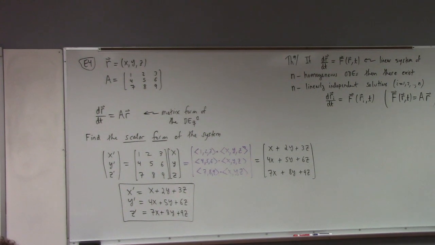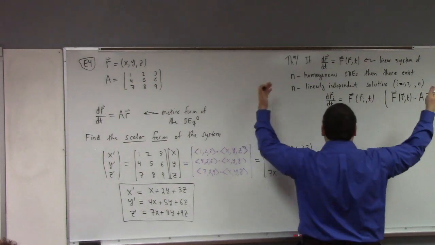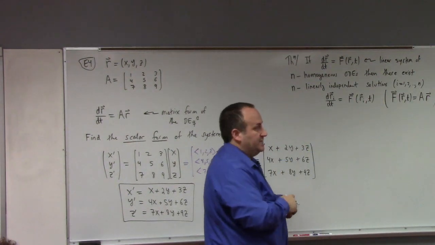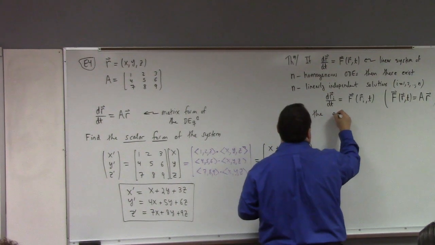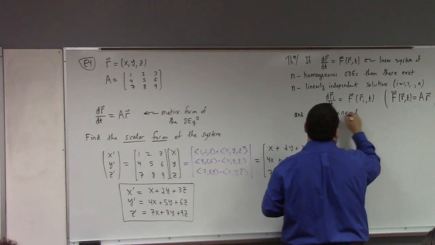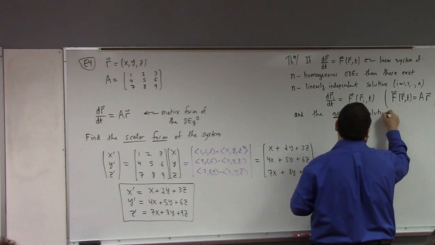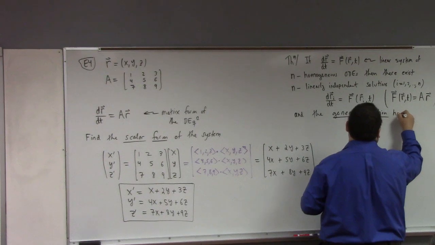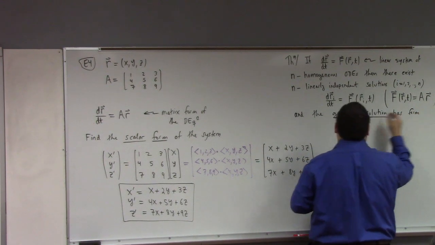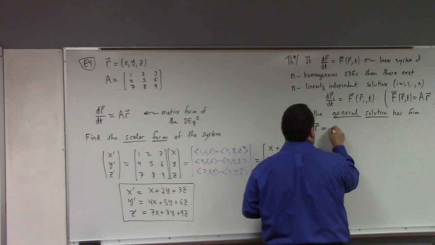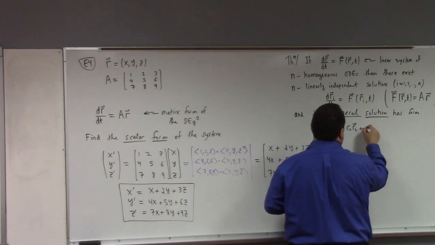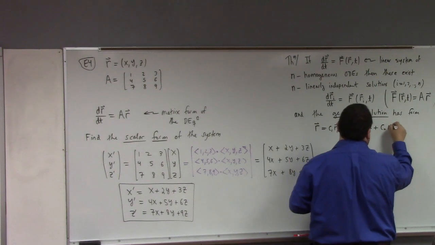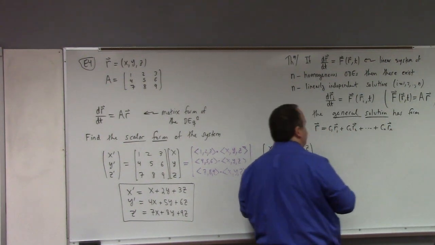Anyway, so if you have this, the theorem is there exist n linearly independent solutions, and the general solution has the form r equals c1 r1 plus c2 r2 plus and so on plus cn rn, right?